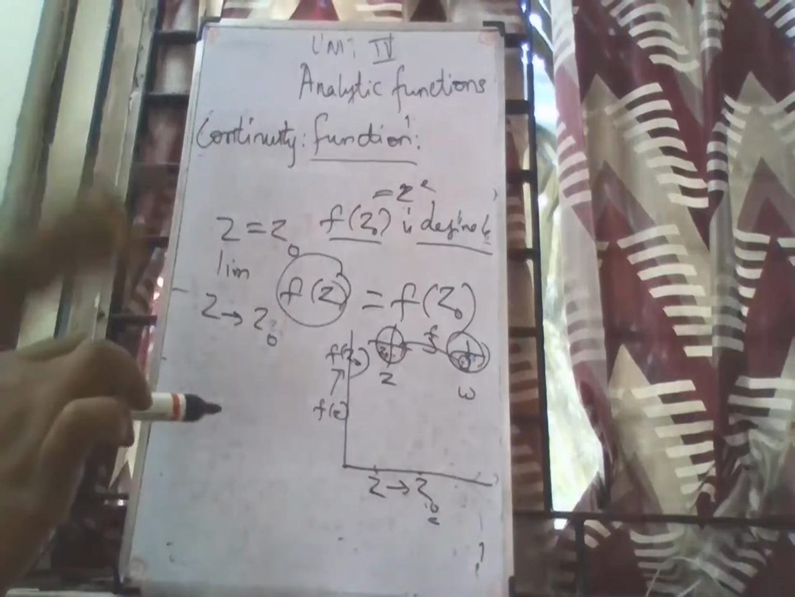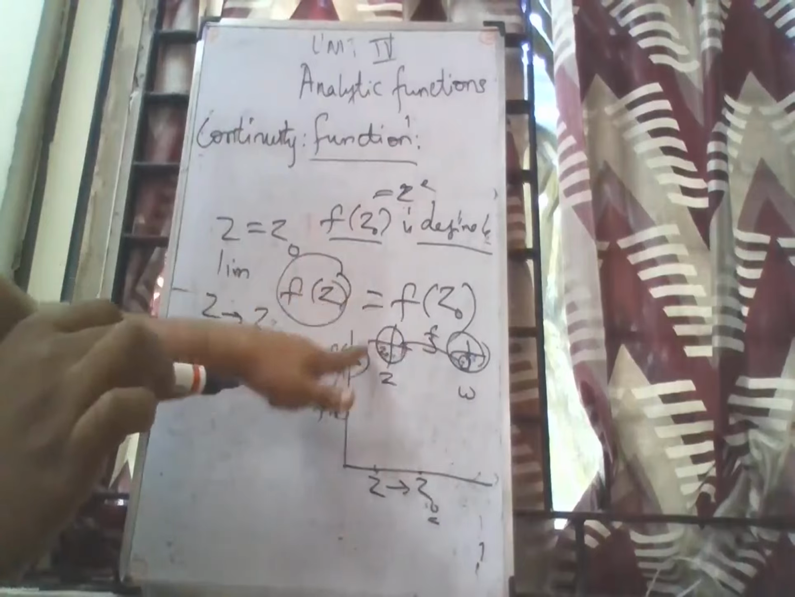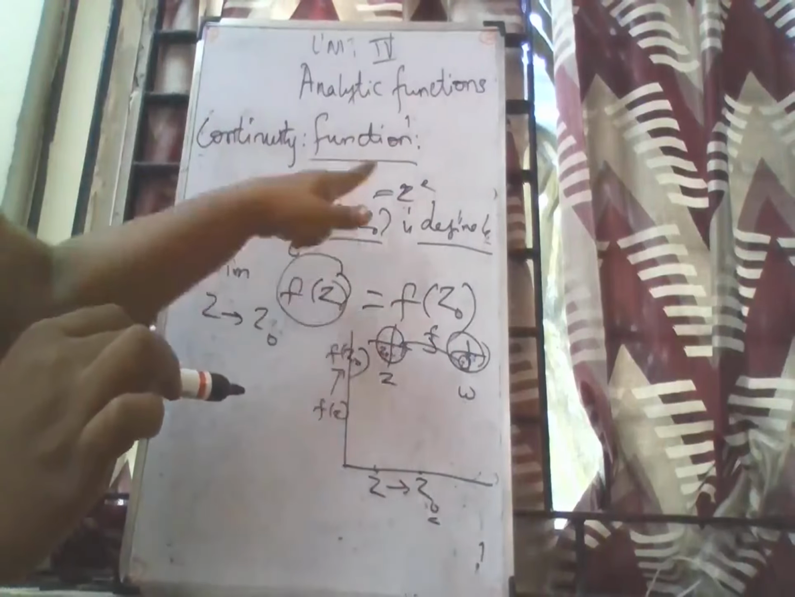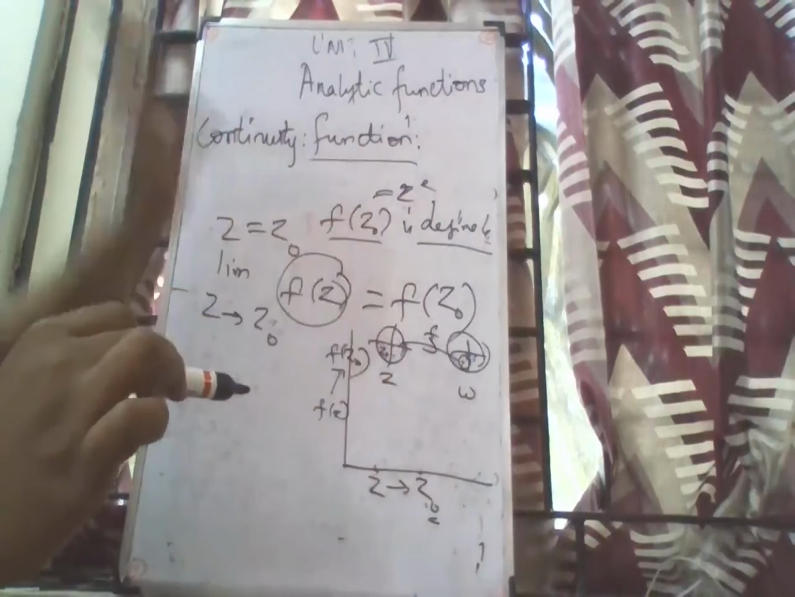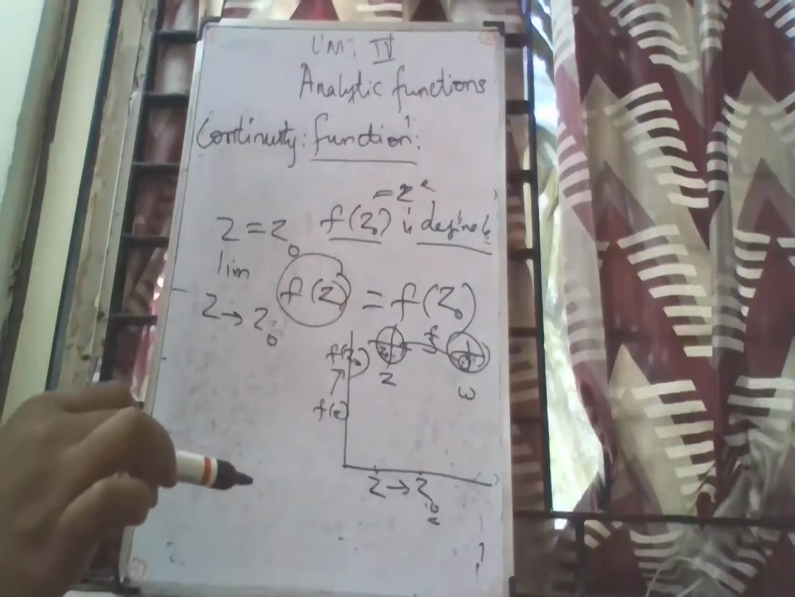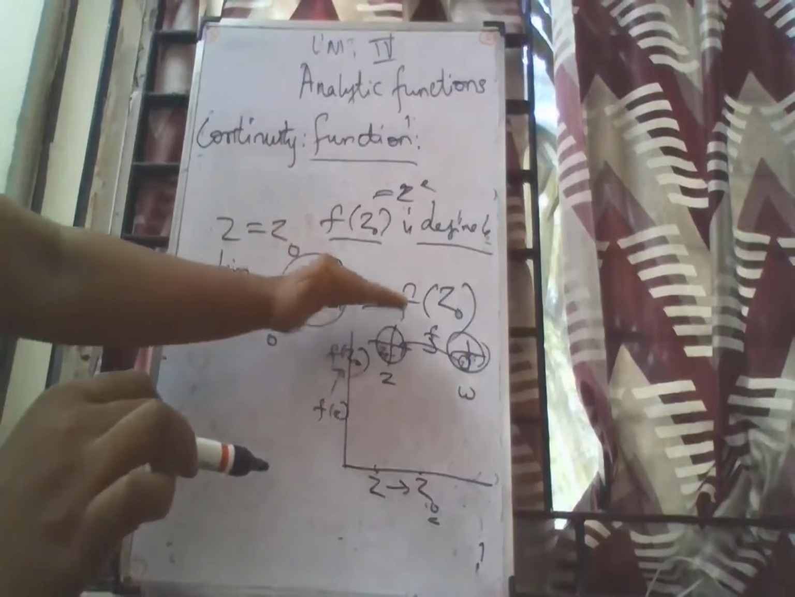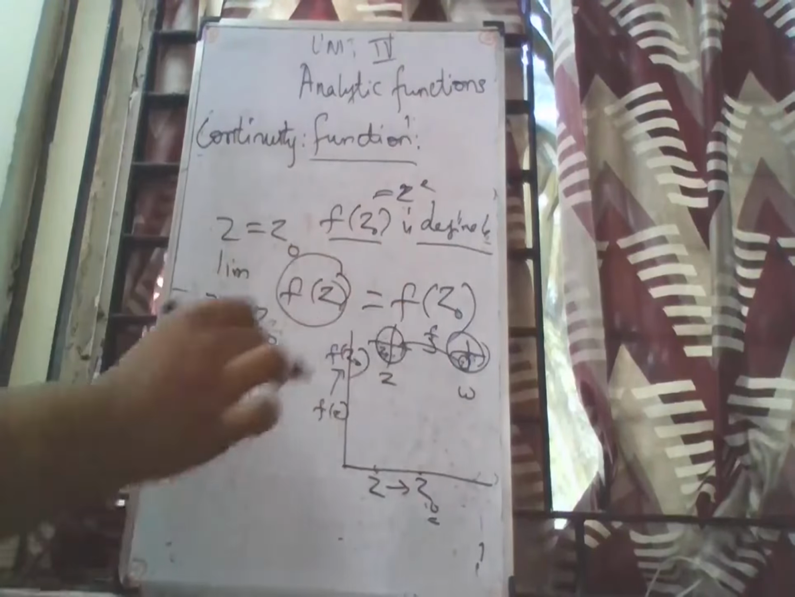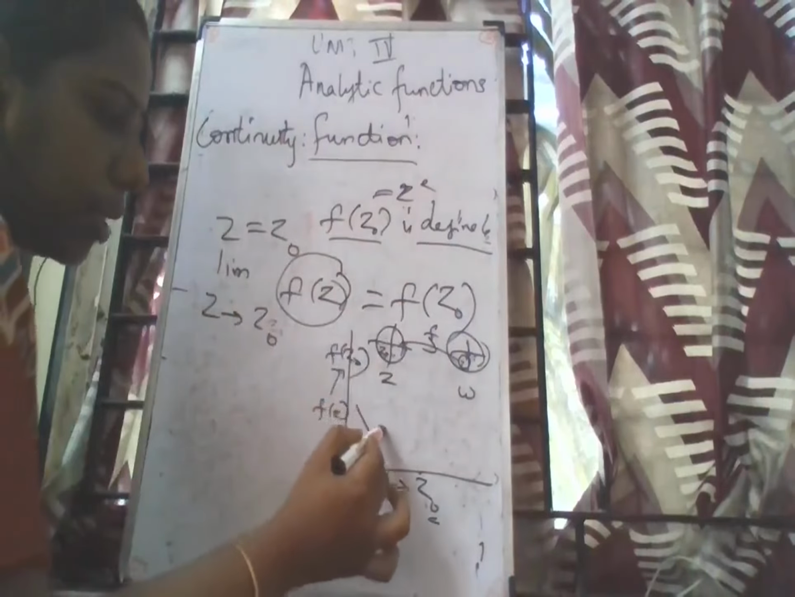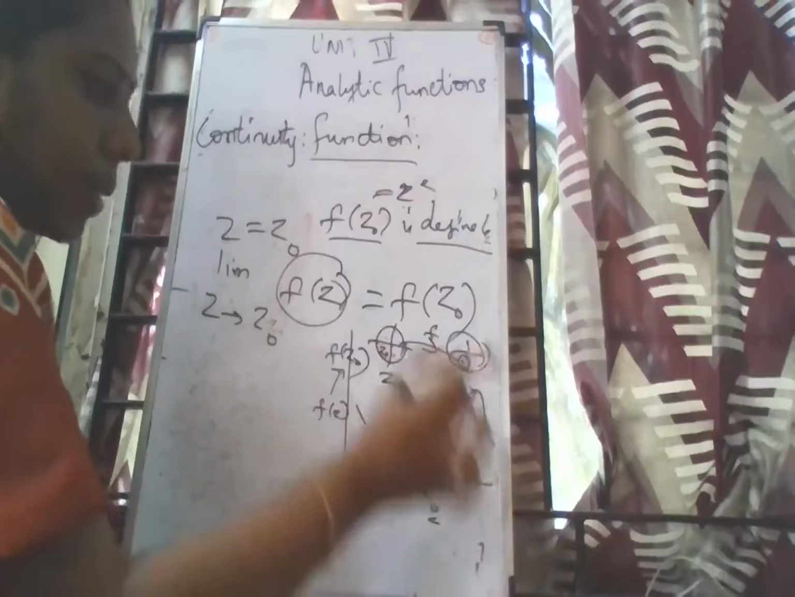So this is true for all values of z, whatever you define here. It must be true for all values of z. Whenever it is true, you call this function f of z a continuous function. Can I represent in terms of a graph how this function is continuous?